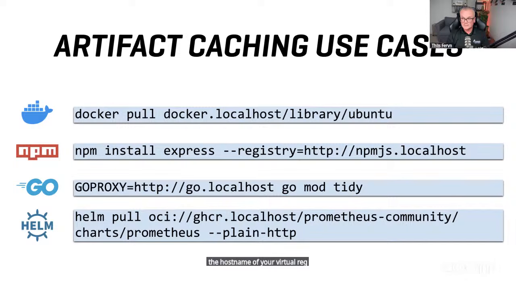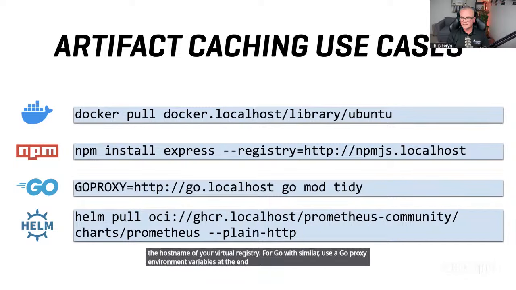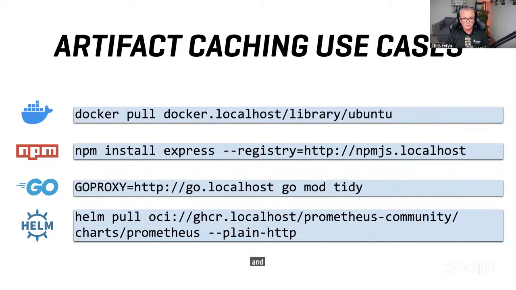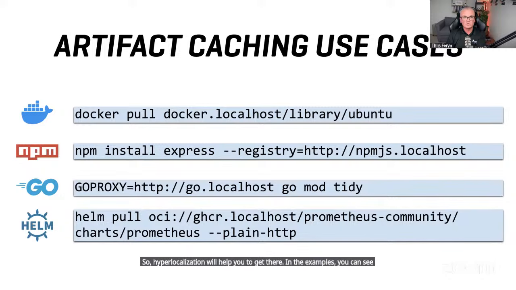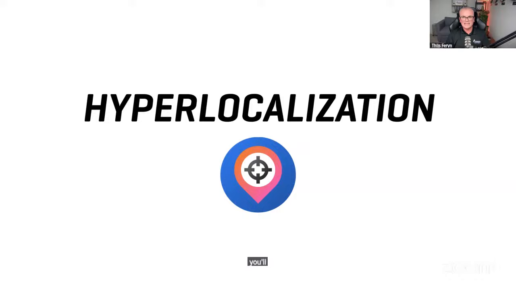For Go, it's similar. Use a GOPROXY environment variable, set the endpoint. And even for OCI, if you want to do a Helm chart pull and pull it through a pull-through cache like a virtual registry, it happens there. So hyper-localization will help you to get there. In the examples, you can see I'm using .localhost. For simple tests that works; in production, you'll use something more elaborate.